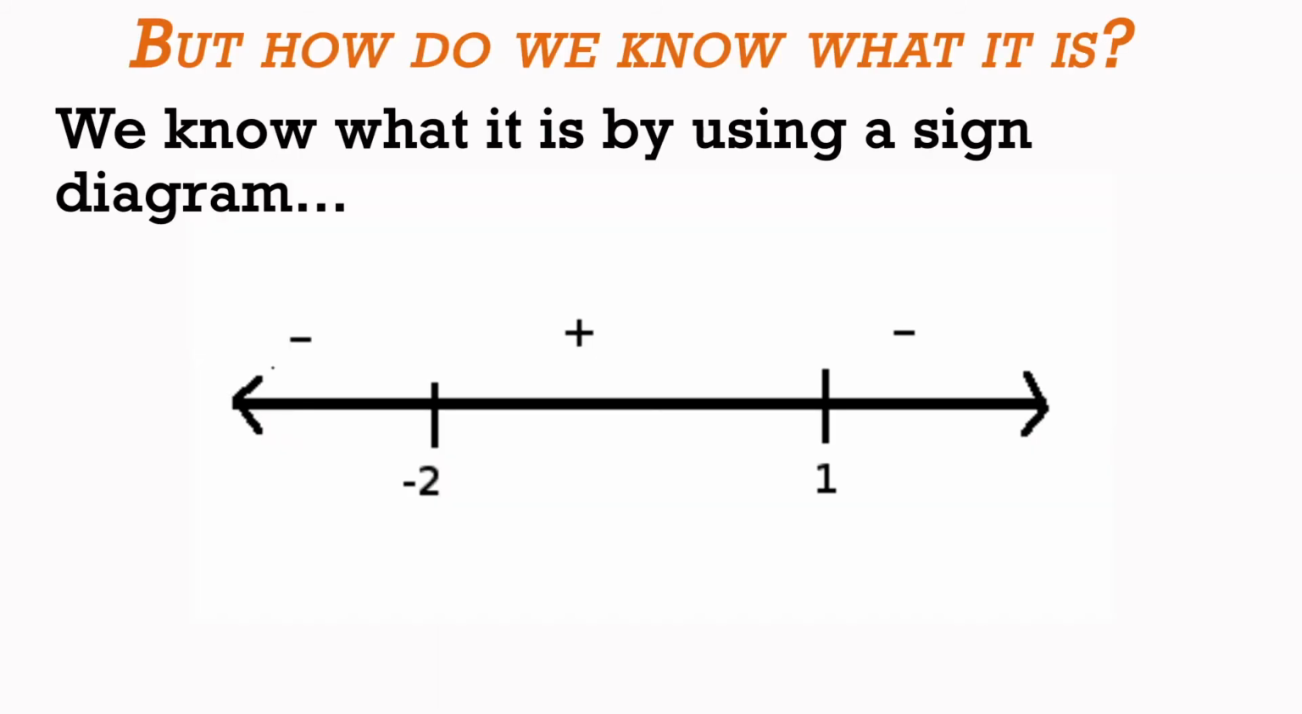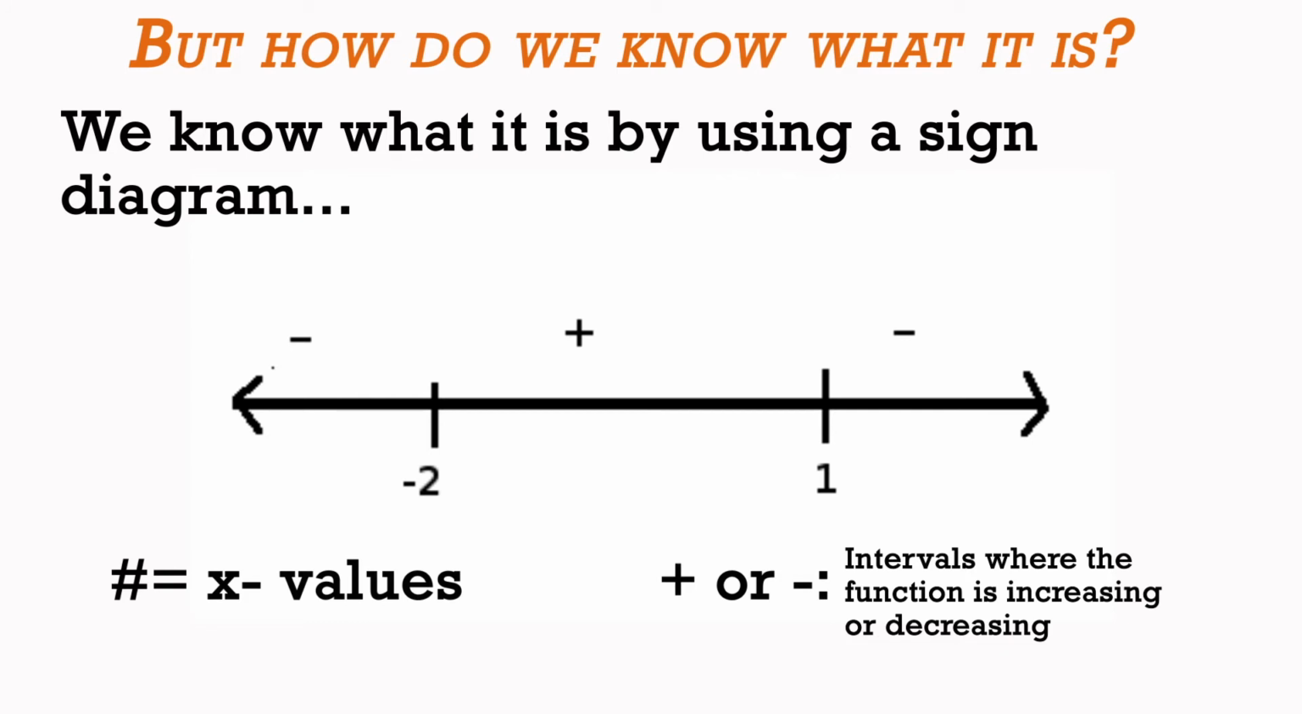We know what it is by using a sign diagram. It is a number line that includes the x values that have been solved for. The plus or minus signs above are the intervals where the function is increasing or decreasing. You figure out these intervals by plugging in a number below the x value, for example negative 2. If you plugged in a number lower than negative 2, such as negative 3, into the equation and ended up with a negative answer, you will put a negative above to show that the function is decreasing up to negative 2. However, when you go to the right of negative 2, let's say you were to plug in negative 1.5, and it turns out that the function becomes positive, that shows that negative 2 has switched the graph from one that is decreasing to one that is increasing.